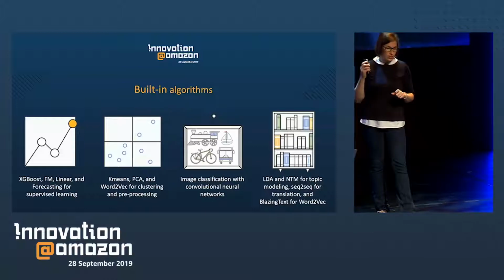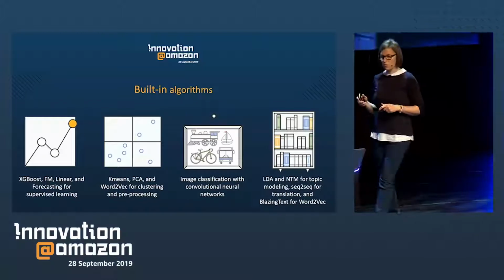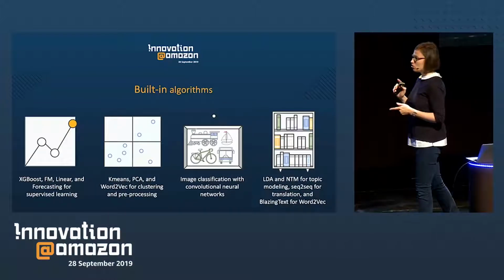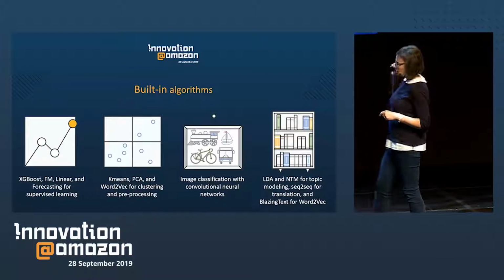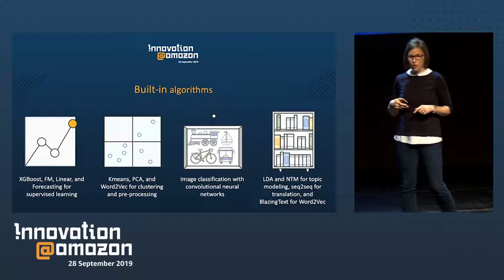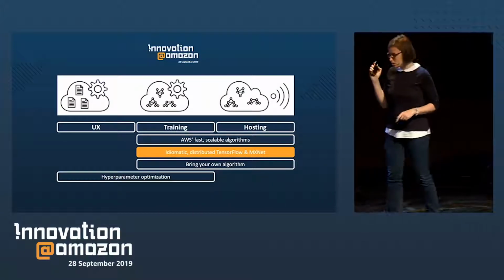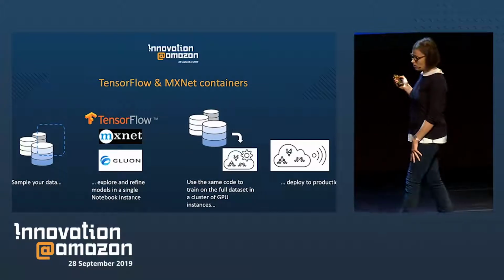And for the more sophisticated ones, we have several algorithms on computer vision and on text, on data that consists of text, like topic modeling, translation, word2vec, and so on and so forth. Okay, the next one: you can use TensorFlow, MXNet, frameworks that are already available.